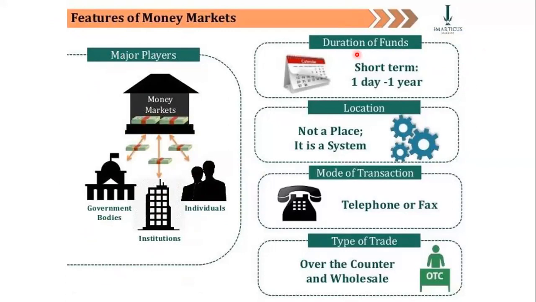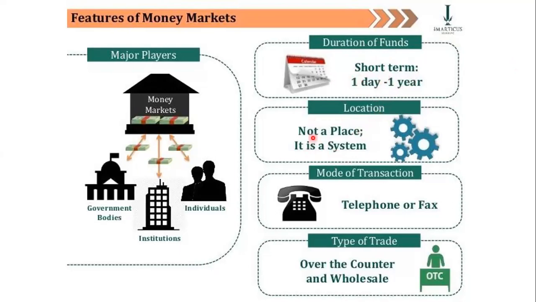When you talk about the duration, it is normally short term. It may start from 1 day to 1 year, up to 1 year maximum. If it goes beyond 1 year, it will be considered a capital market. So the money market falls between 1 day and 1 year.